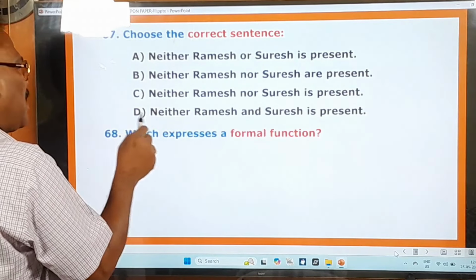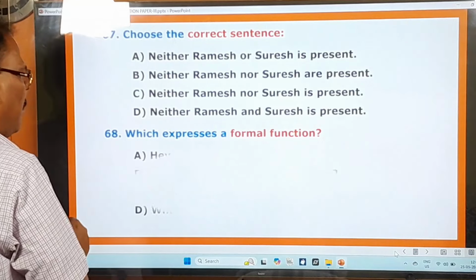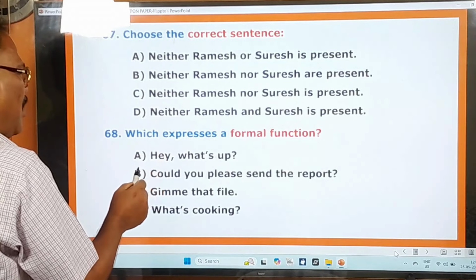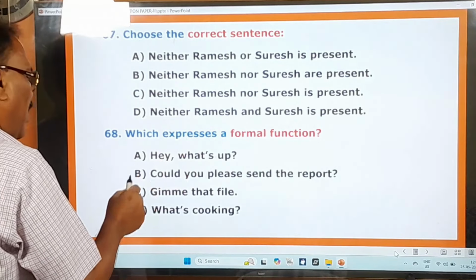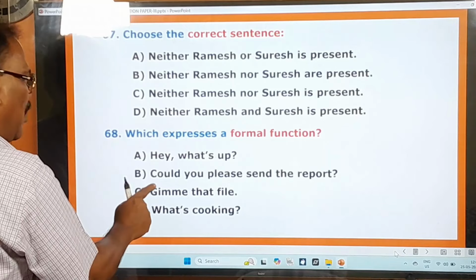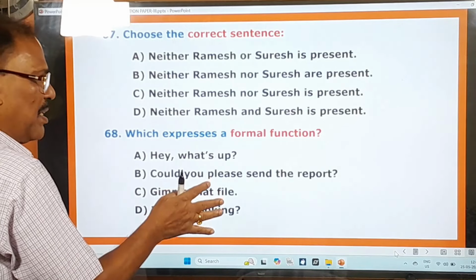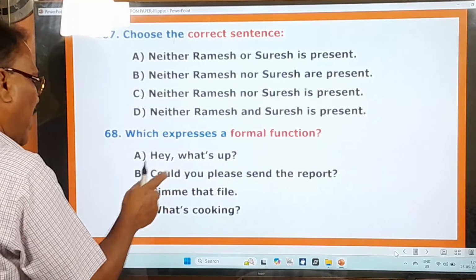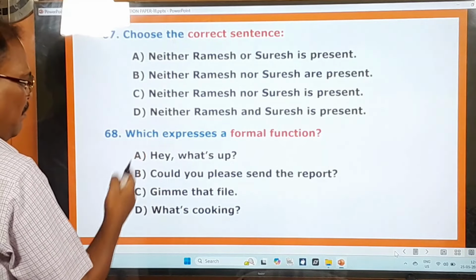68th question. Which expresses a formal function? Hey, what is up? Could you please send the report? Give me that file. Instead of saying give me, they simply say give me. Give me that file. What's cooking?